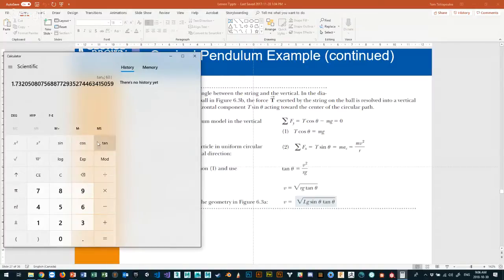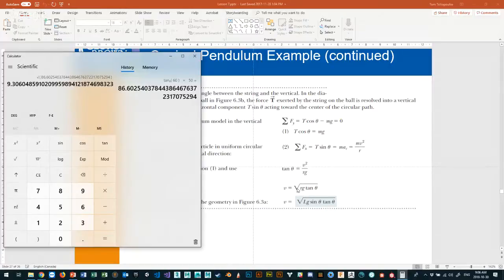So 1.73 approximately, times, again, 50, is equal to approximately 86.6. I mean, I said 10 for gravity, but it's not really 10. And if I take the square root of that, you can see that it's 9.3 meters per second. That's what it would be if we use just this equation, okay?